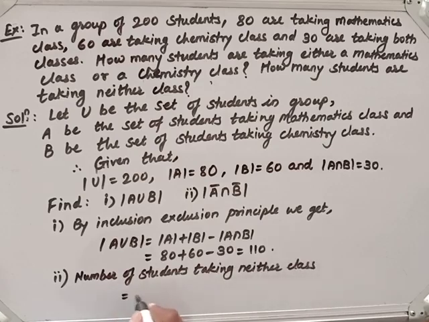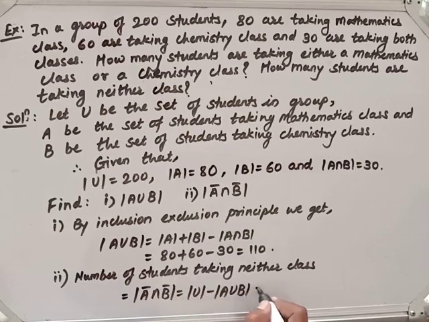That is what? The cardinality of A complement intersection B complement. That is the cardinality of U minus the cardinality of A union B. So that will be 200 minus this 110. So this is how much? 90. This is our answer.